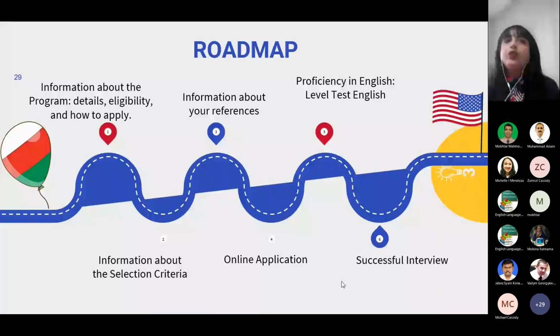About your references, you need to ask your teachers or your lecturers to write recommendation letters for you. Moving on to the fourth one, which is the online application, then you need to take an English level test. In other words, you need to test your proficiency in English. Some exchange programs do not require an English level test, like the IELTS or the TOEFL or any other. But still, you need to know your level of English for the sake of smooth communication and a successful exchange program.